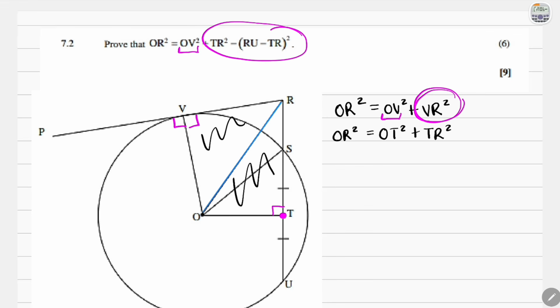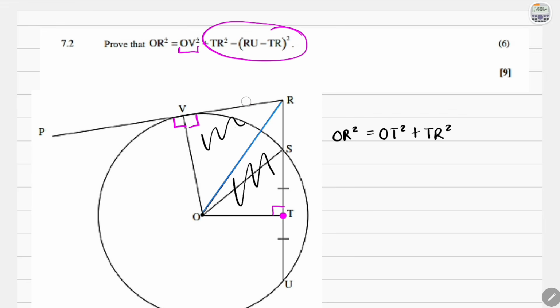Okay, but with VR, I will not go with that. And here's why. Look at where VR is. To be honest, it doesn't seem like there's much that you can do with VR. Okay, it's just there. It's over here. It's not interacting with the other sides. So now I'm going to rule this one out.